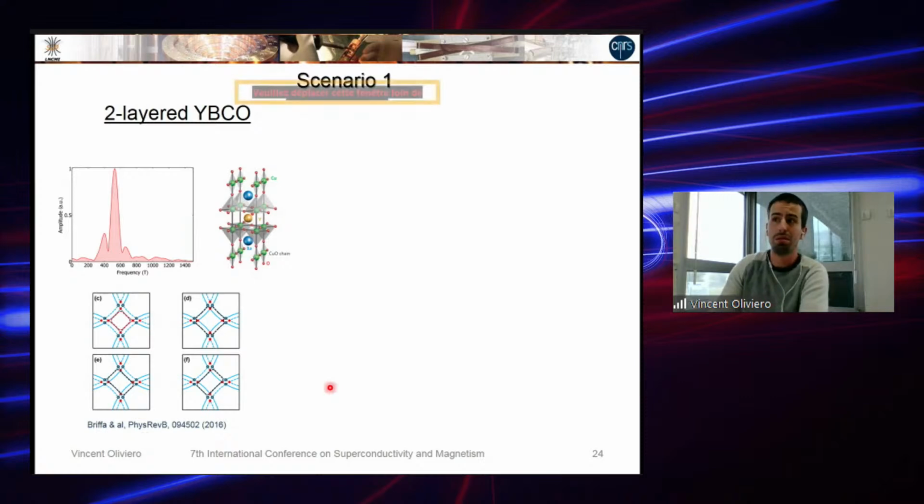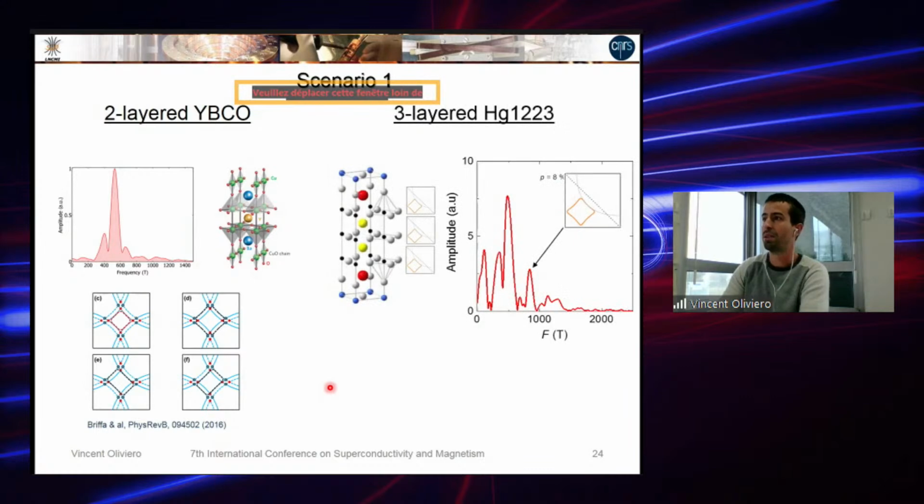What we can assume is that in Mercury 3 plane, we also have charge order, which corresponds to the 850 Tesla frequency in analogy to Mercury 1 plane. But tunneling occurs between layers, so a hopping term is present, and leads to the observation of additional frequencies in our spectrum, in analogy to the YBCO system.